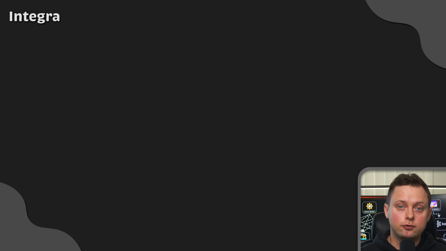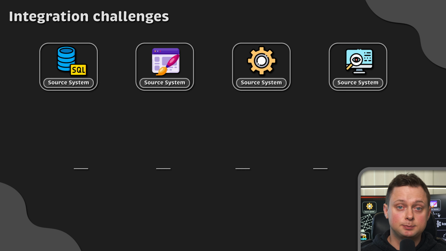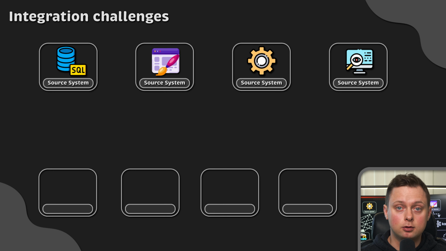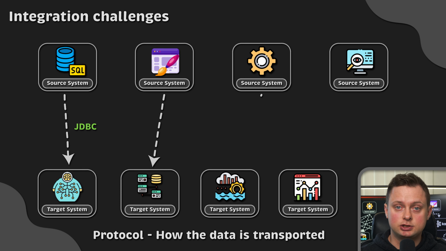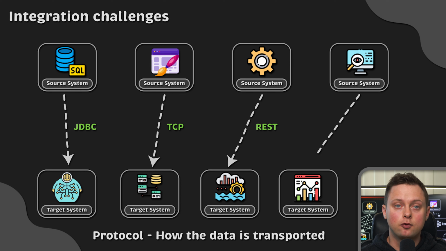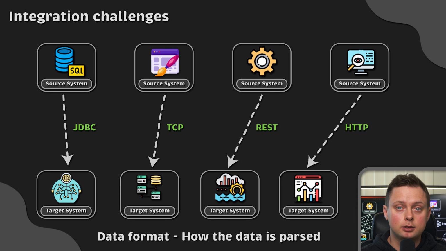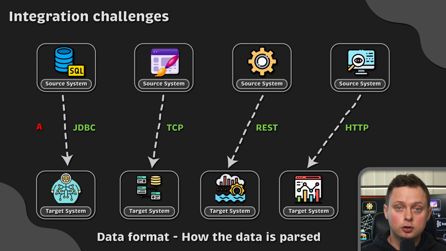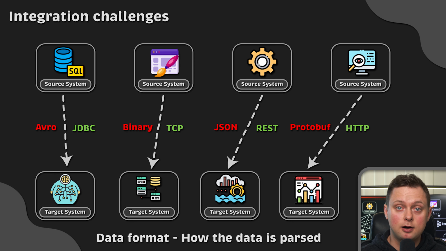Each integration you make comes with difficulty around the protocol, especially as technology evolves. So the data might be transferred over different protocols such as TCP, HTTP, REST, FTP, or JDBC. What about the data format? How is the data parsed? Could it be binary, CSV, JSON, Avro, protobuf, and so on?